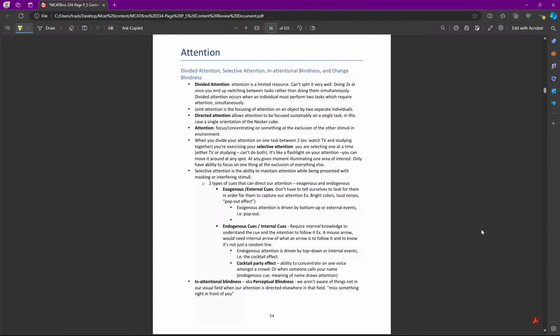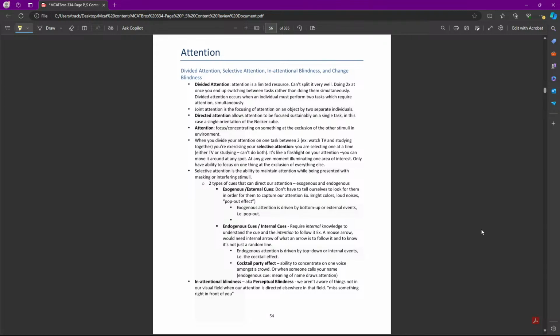2 types of cues that can direct our attention: exogenous and endogenous. Exogenous are external cues. We don't have to tell ourselves to look for them in order for them to capture our attention. Exogenous tend to be bottom up or external events. A review of bottom up is we're using our external stimulus to promote inductive reasoning. Endogenous cues or internal cues require internal knowledge to understand the cue and intention to follow.